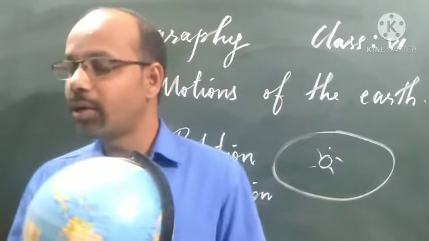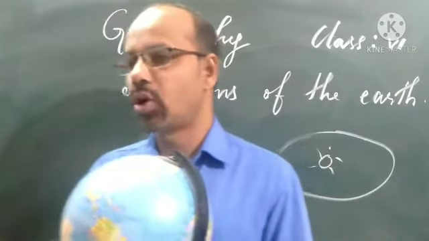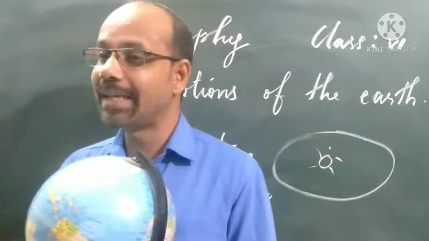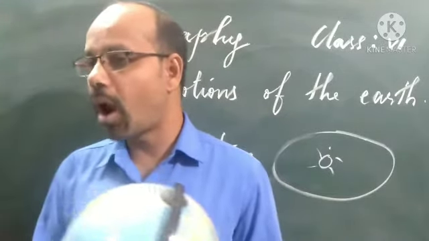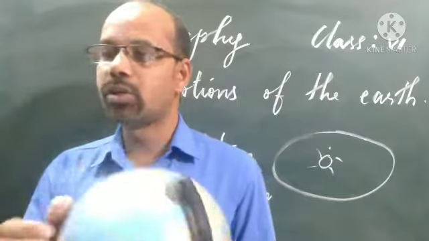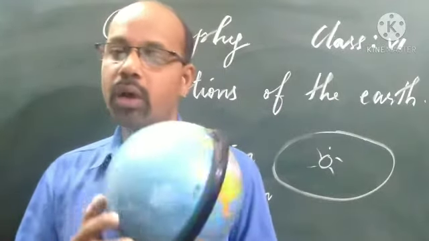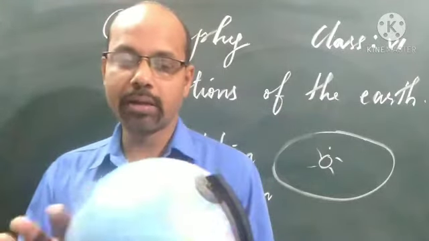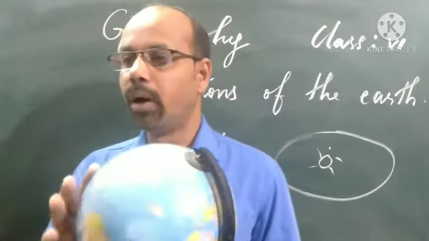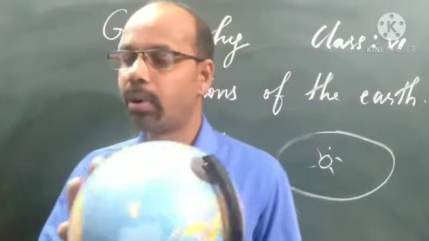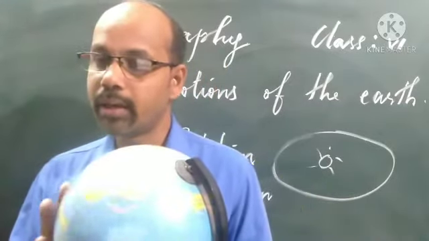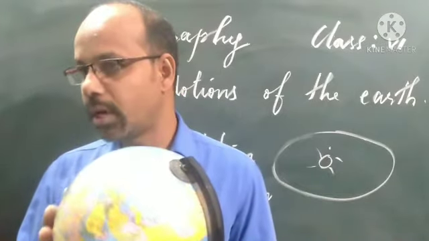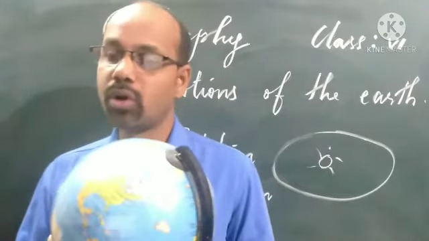We can find that the ancient Indian astronomer Aryabhatta also stated that the earth is round and rotates on its own axis. In the ancient period we had such a great astronomer, Aryabhatta. He also mentioned that the earth is round in shape and it rotates on its own axis.